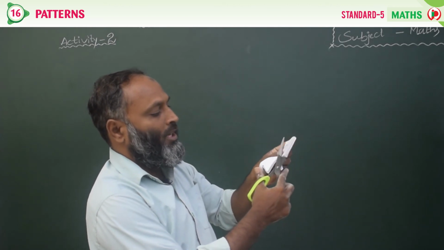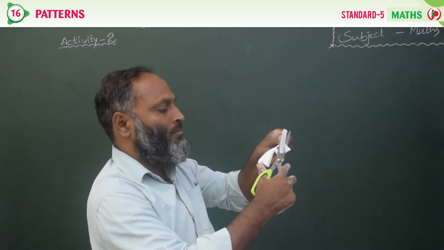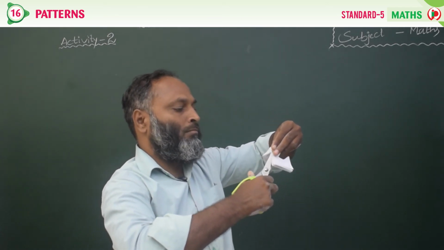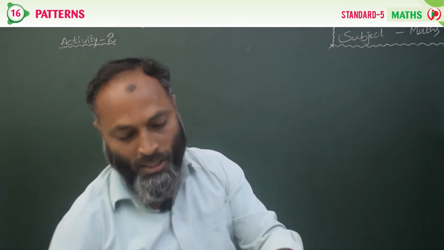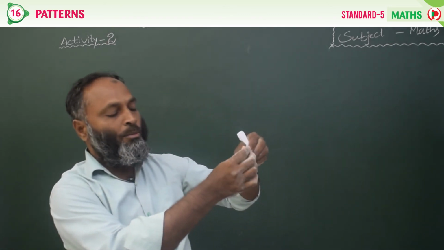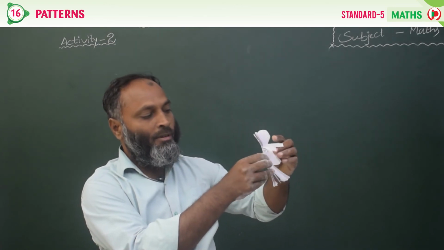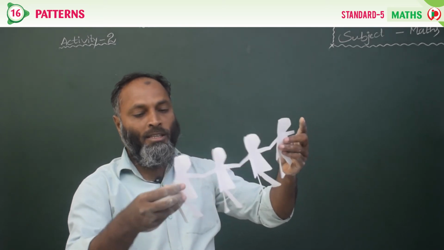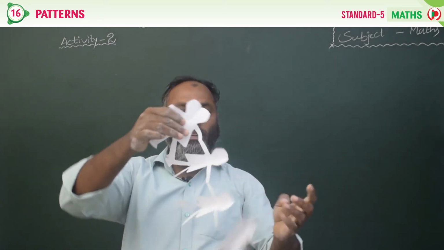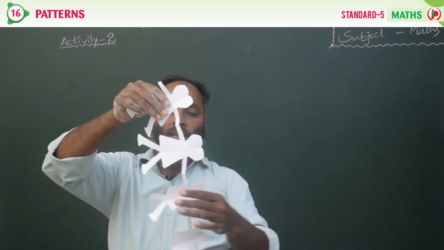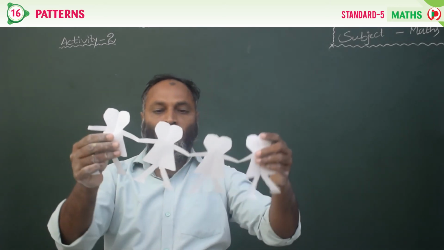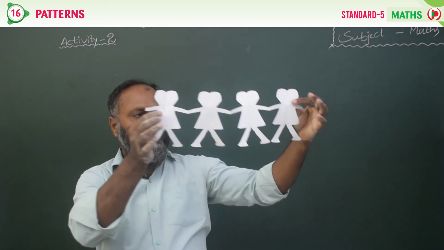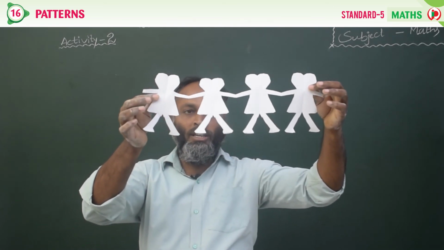Then cut along with the image. Okay. So now, after that, open your zigzag paper. Open your zigzag paper. Then you will get the series of the girls. Series of the girl. In this form you will get this pattern. Okay. So this is the pattern.